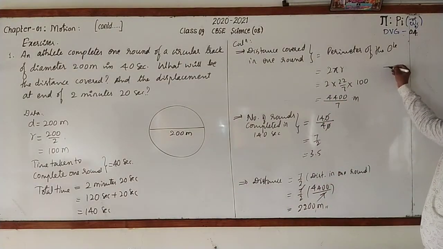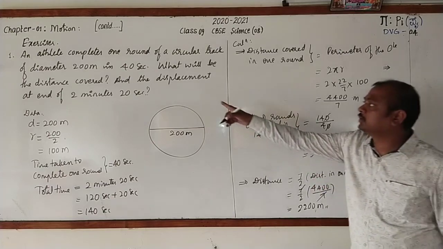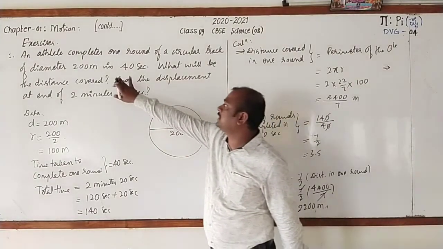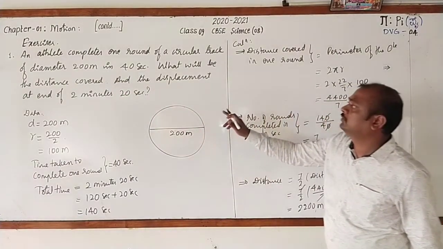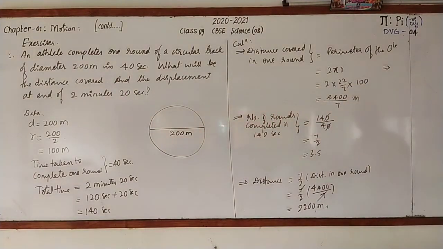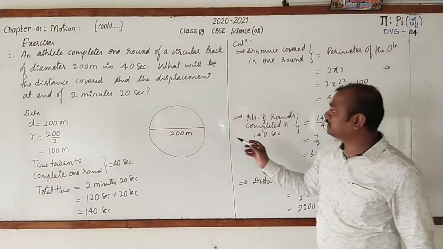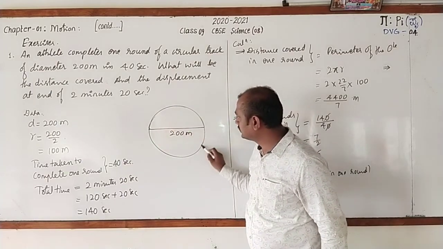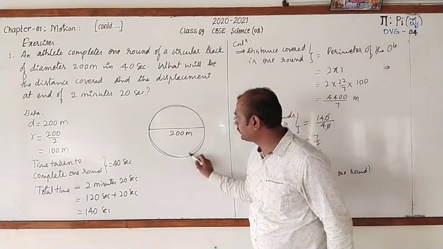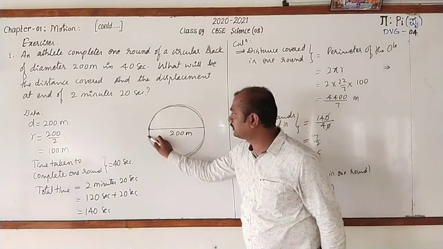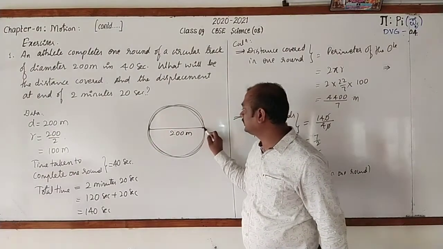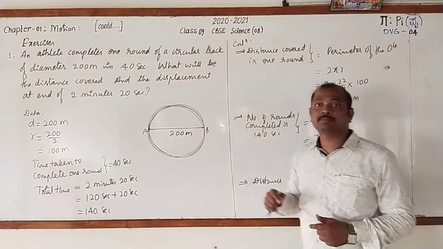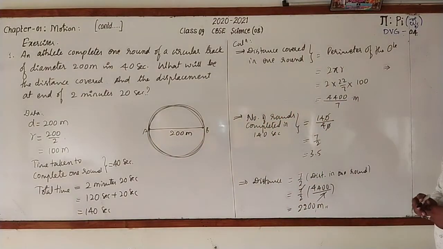Now let's go for answering another one. Look here, the displacement at the end of 2 minutes 20 seconds. If he has completed 3.5 rounds, suppose this is his initial position. See, this is one round, he has completed 2 rounds, completed 3 rounds, then 3.5. He comes to this position. Got it? Then the displacement will be AB.